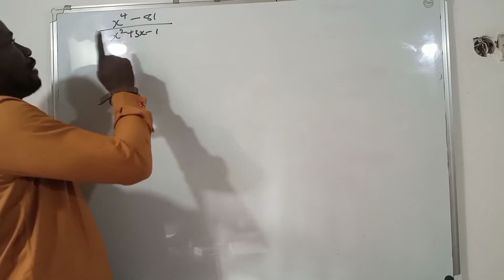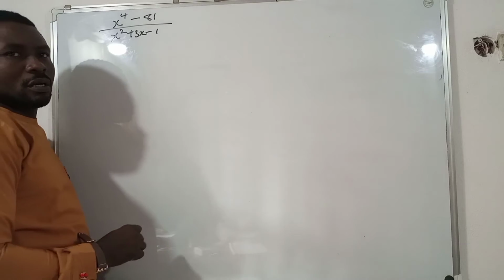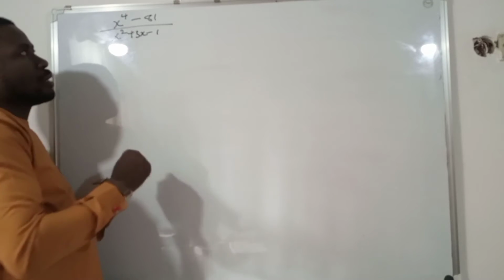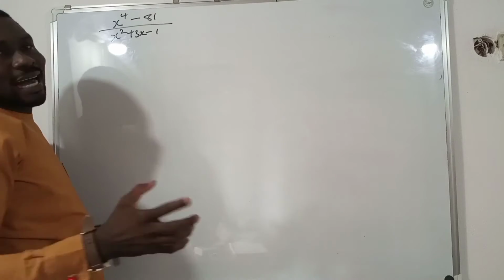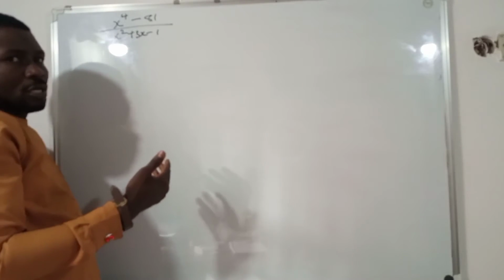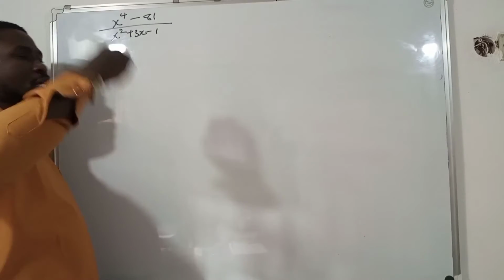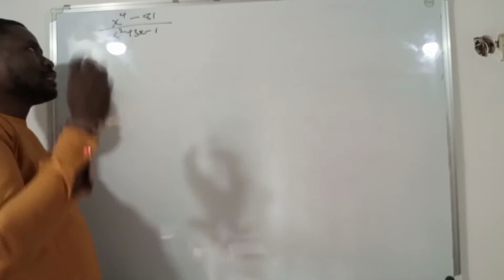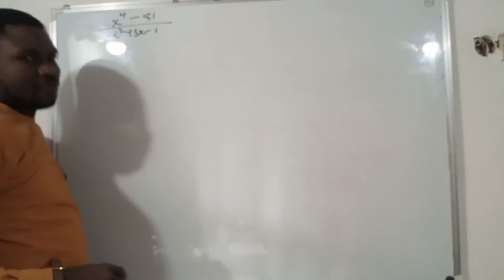Here we were asked to divide x raised to the power 4 minus 81 all over x squared plus 3x minus 1. Again, you see here, our divisor is x squared plus 3x minus 1. Our divisor has 3 terms, while the dividend has 2 terms, making it look as if the divisor is greater than the numerator, the dividend. It's not true. Remember that you judge based on the degrees. The degree of the dividend is 4. The degree of what? The divisor is 2. That shows that the dividend is greater than the divisor.